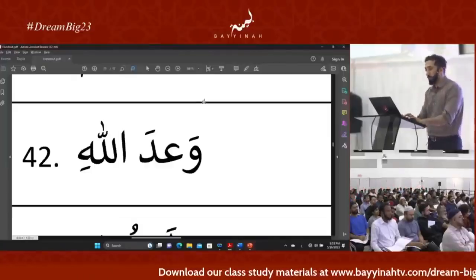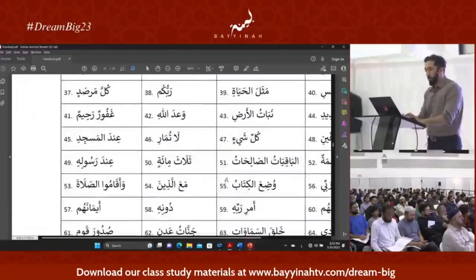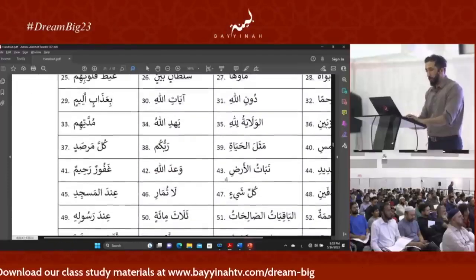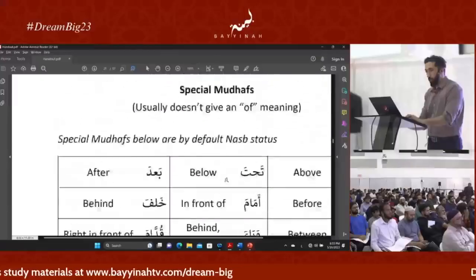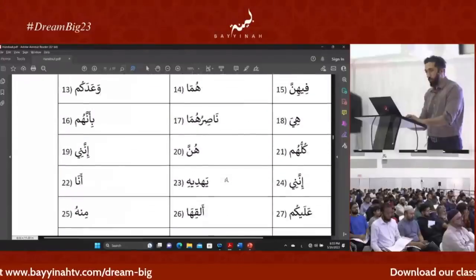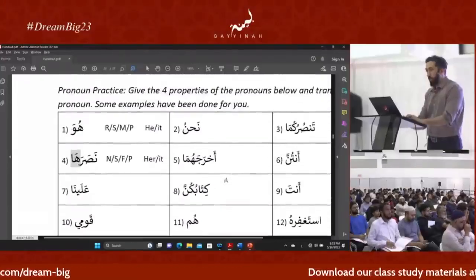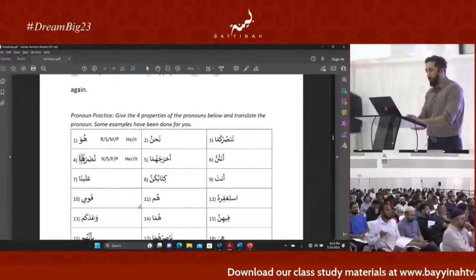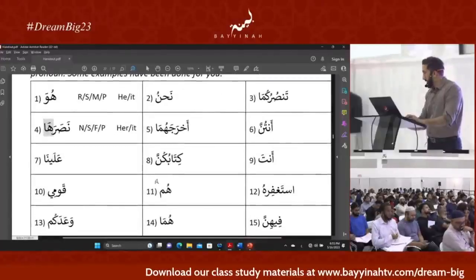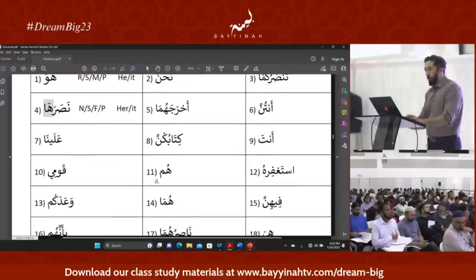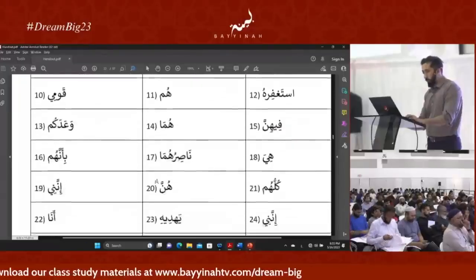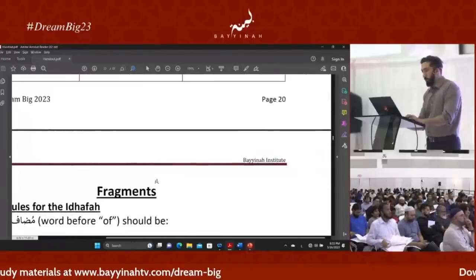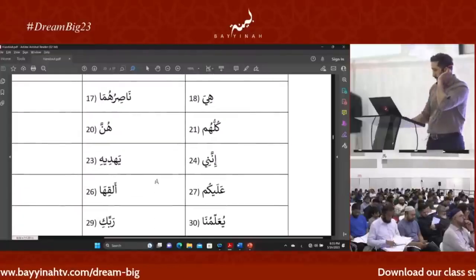Let's see. I want to show you an exercise before we take notes. I'm going to give you a second to look at this. This is page number 20. This is page 20.